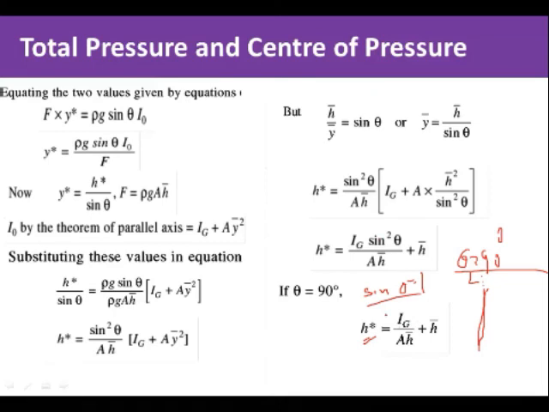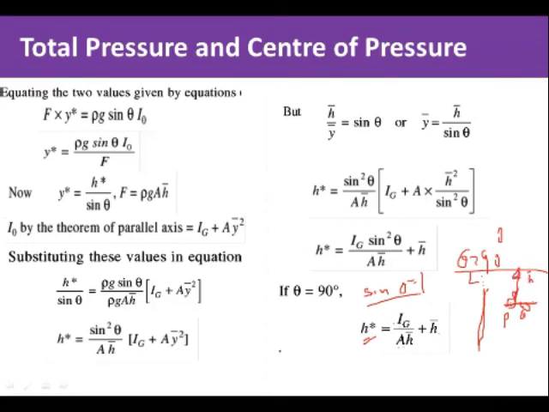Sin square 90 is 1, so it is simply Ig upon A H bar plus H bar. Okay, now the second case is what will happen if the surface inserted is horizontal. So if the surface is horizontal, basically this will be point G, and on the same level we will have point P. So its distance will become h bar logically.